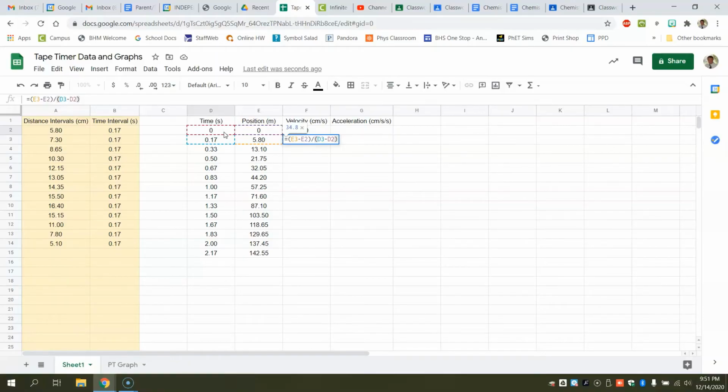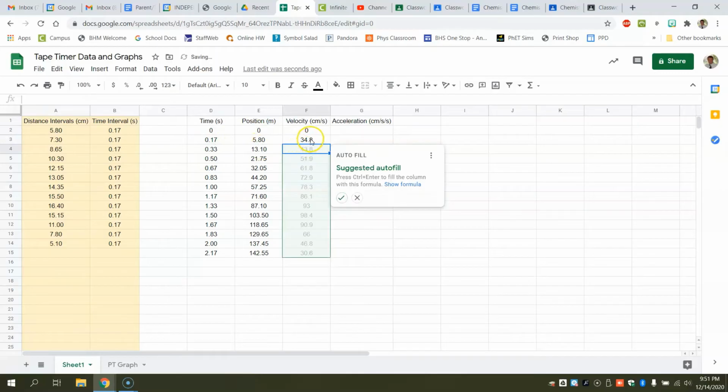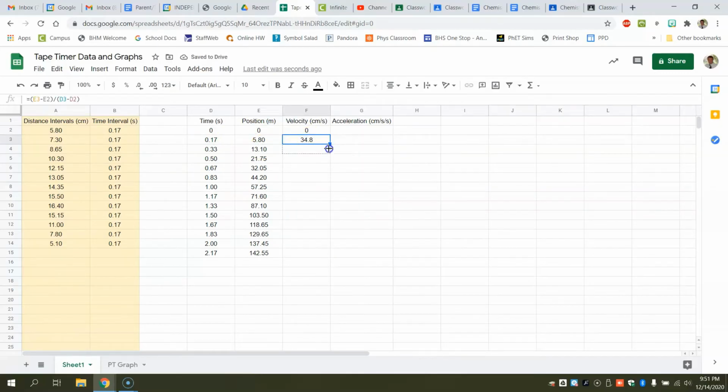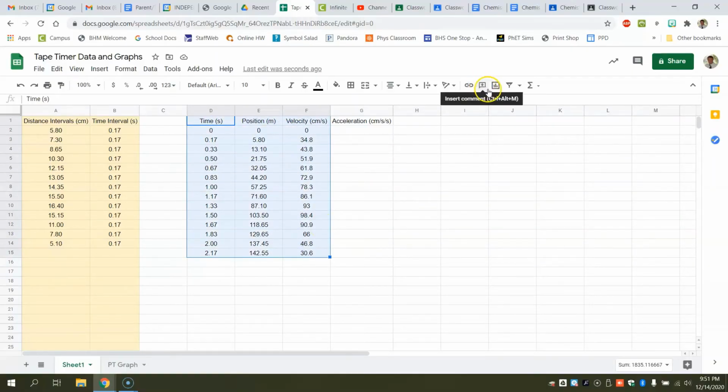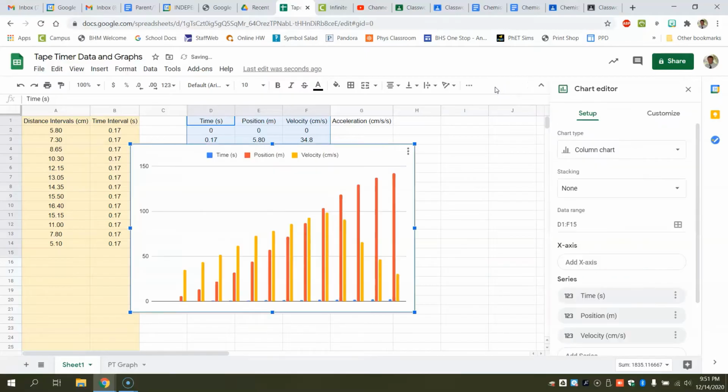You're going to go ahead and then hit enter. And then we're going to grab that little blue square and drag it down so that we get all of that information as well. Now we can build that next graph. So we're going to go ahead and build our next graph. For this one, I'm going to highlight all three. We'll take one of those out in a second. But we're going to go to our insert chart.